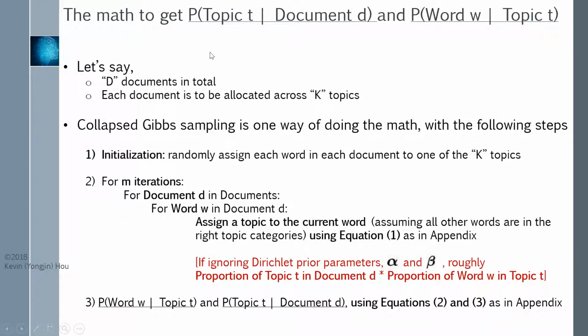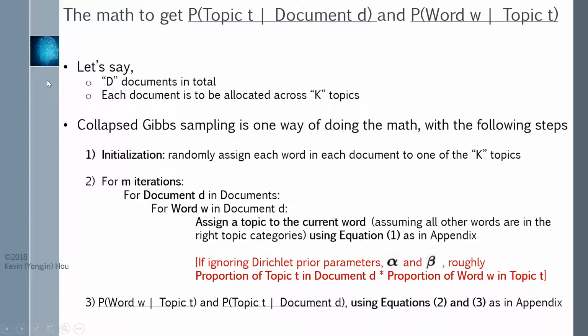Again, the topic modeling task needs to figure out the hidden structures. The question is, for each given document, what are the topic distributions? And then given each topic, what are the word distributions? So we need to use math. In our case, we use LDA to figure it out. And here is how the algorithm works.